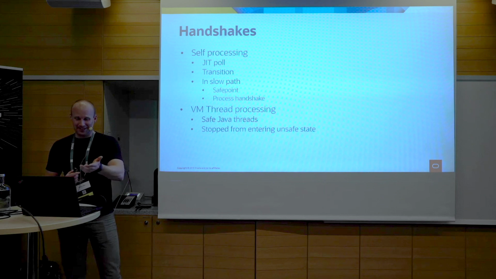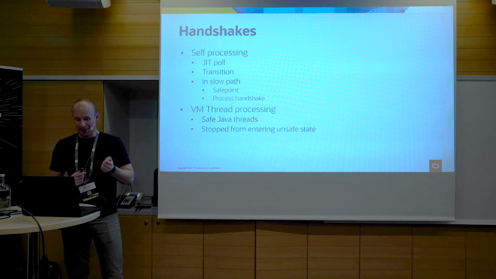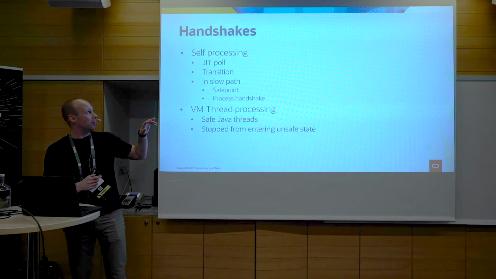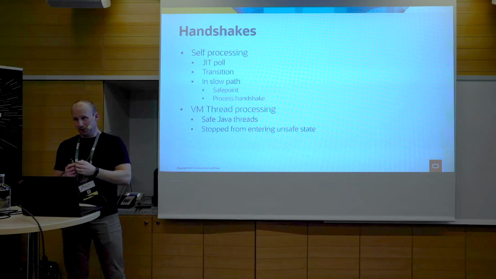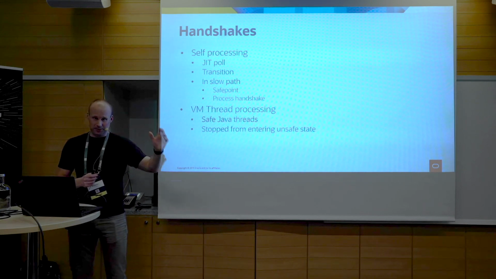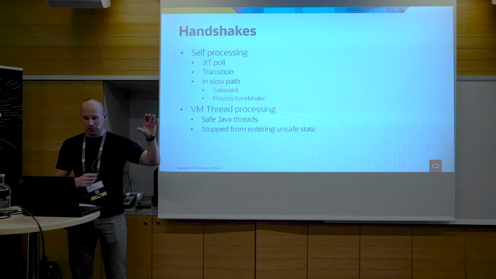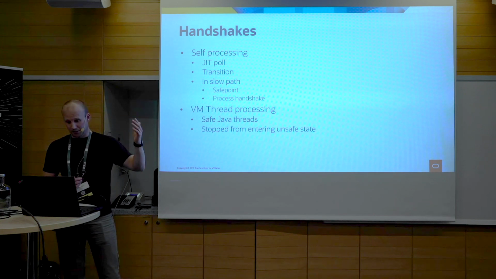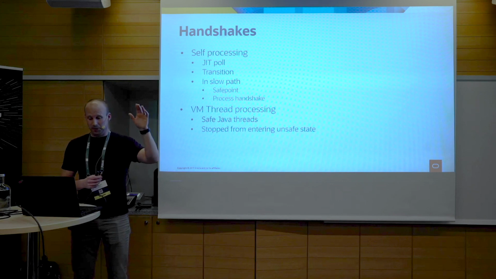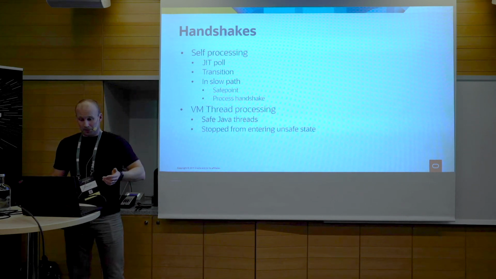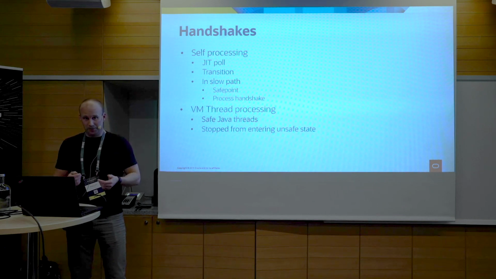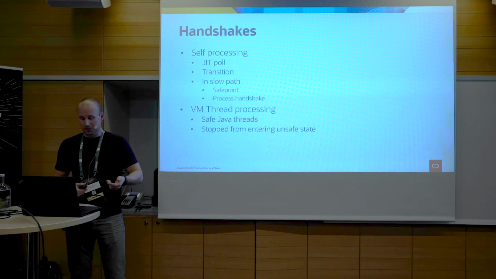So, as I said, self-processing happens when we hit the JIT poll in a transition. But right now, in the slow path, when we have armed the poll, we need to check if it's a SafePoint or a handshake, because we don't want to emit two different polls in the JIT code, so they share the same polling site. So in the slow path, we check, was this a SafePoint or is this a handshake? And the VMThread just looks at the thread. If it's safe, it can process it. It's a handshake for him. It can access those resources.